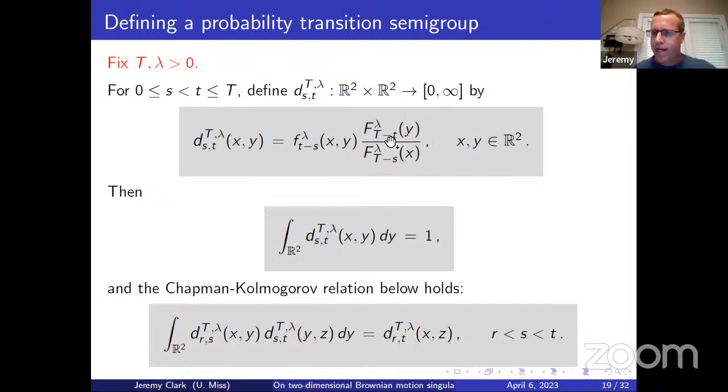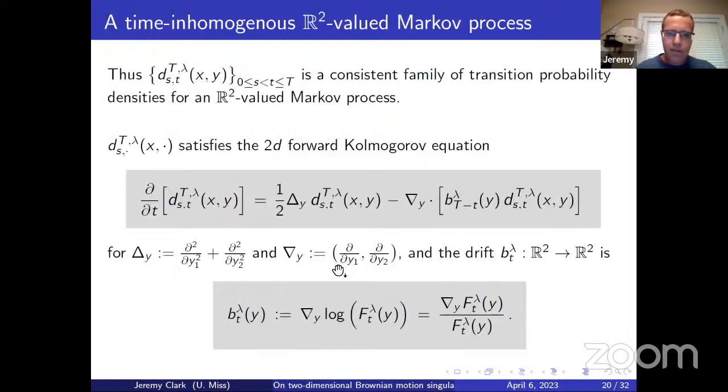Then these are just normalizing factors. If you spend 10 minutes thinking about it, you would think of this also, that all you need to add is these little factors to make this a transition density function. So now if you integrate out y, you get 1, and you still have the semigroup property, in other words, the Chapman-Kolmogorov relation. Now this is a consistent family of transition probability density functions for an R2-valued process.